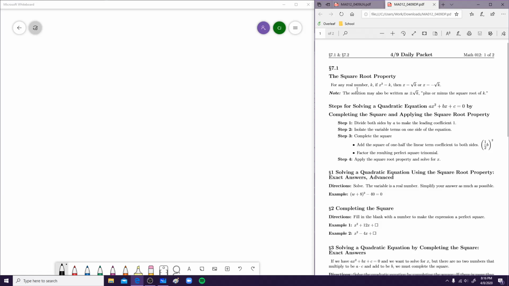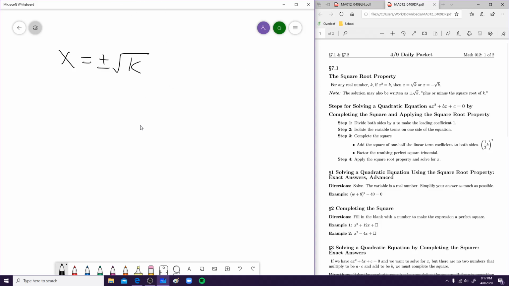It says for any real number k, if x squared is equal to k, then x is equal to the square root of k, or x is equal to negative square root of k. What we most commonly write is x is equal to plus or minus the square root of k.